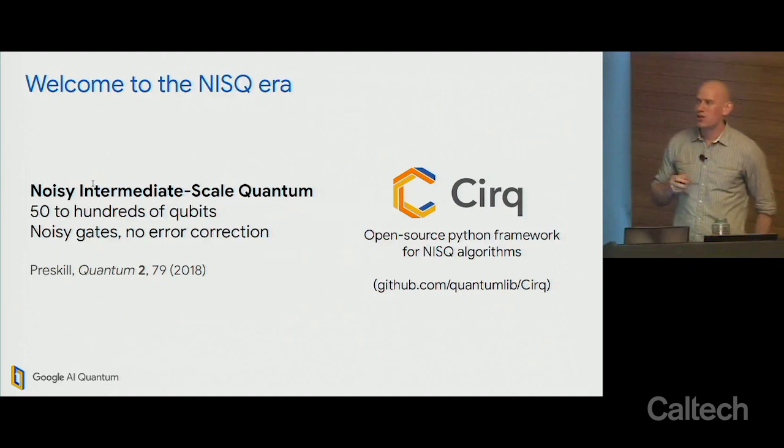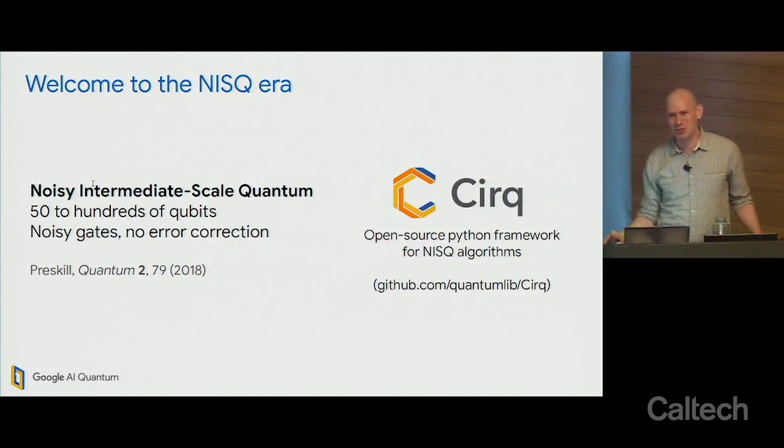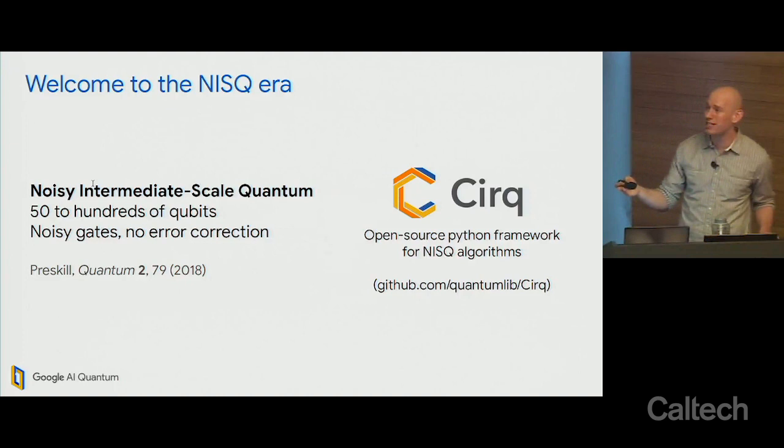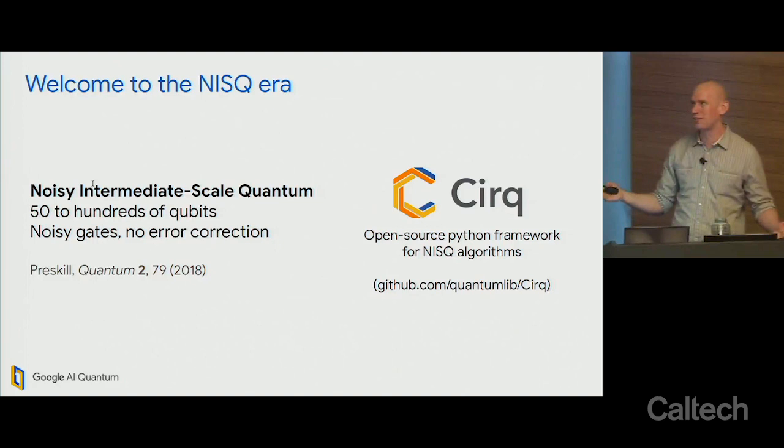So welcome, everyone, to the NISQ era. This is a term you will all be familiar with because it was coined by John Preskill here at Caltech. It means noisy intermediate scale quantum. This refers to quantum processors with perhaps 50 to a few hundred qubits, with noisy gates and no error correction. So this is the world that we have just stepped into. And let me mention as an aside that we have an open source project called Cirq, which is a Python framework for working on NISQ algorithms. So if you're interested in this, please check out Cirq.